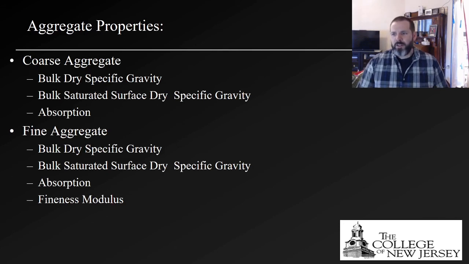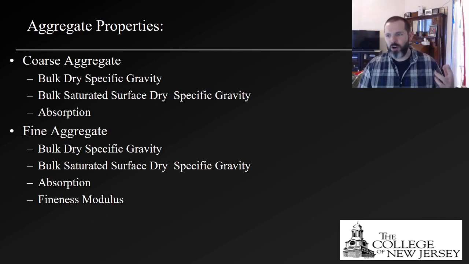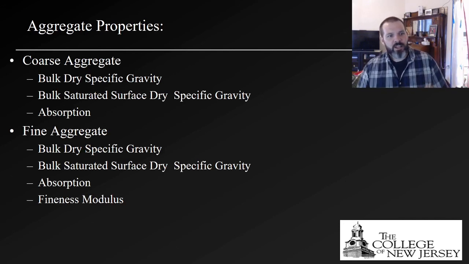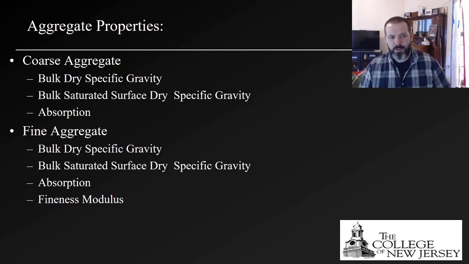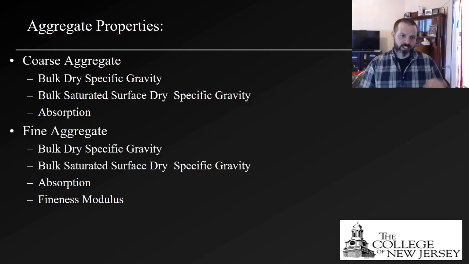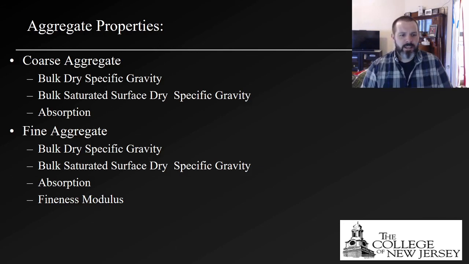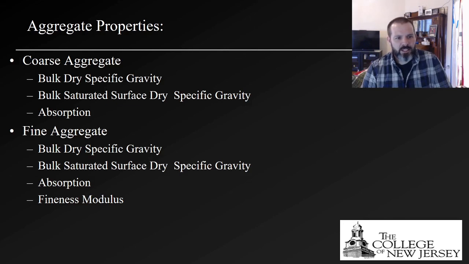Now, the properties that are important for our aggregates: for the coarse aggregate, it's the bulk dry specific gravity, the bulk saturated surface dry specific gravity, and the absorption. For the fine aggregates, it's the bulk dry specific gravity, the bulk saturated surface dry specific gravity, the absorption, and the fineness modulus. Now, in here, I've said saturated surface dry twice.